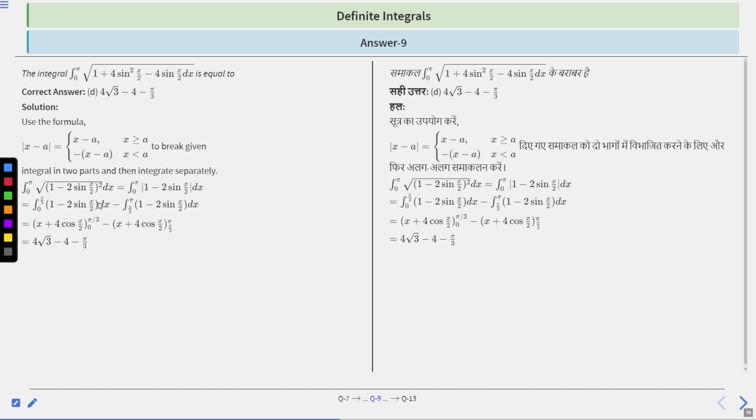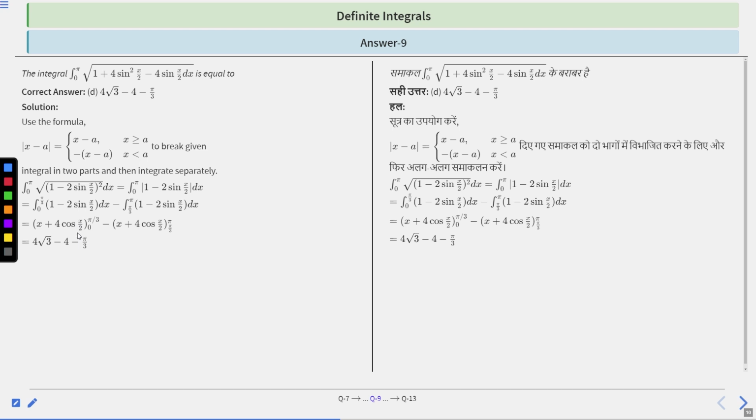Now it can be written as the integral from 0 to pi by 3 minus the integral from pi by 3 to pi, because at x equal to pi by 3, this term gives 0 value. Therefore, the integral from 0 to pi by 3 of (1 minus 2 sin(x/2)) dx minus the integral from pi by 3 to pi of (1 minus 2 sin(x/2)) dx, where we have added the minus sign before, right?